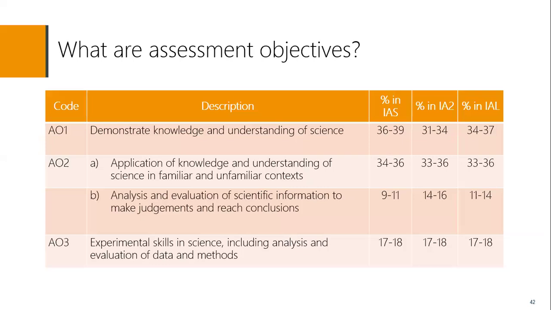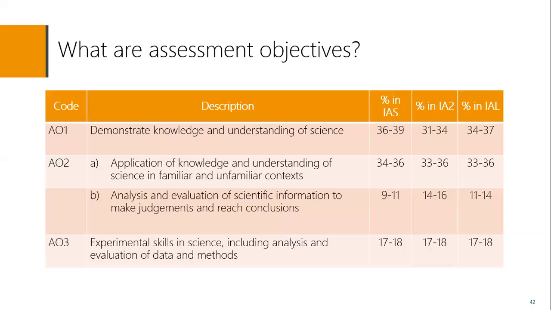AO1, demonstrate knowledge and understanding. So AO1 questions are assessing the straightforward learning of biology detailed in the specification. If candidates were asked to explain how primary structure determines the shape of a protein, this is straightforward, out of the specification, it will be an AO1 question. The AO1 questions will account for approximately 35% of the total marks.